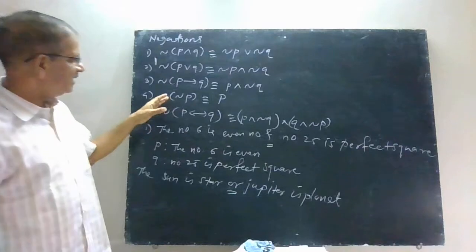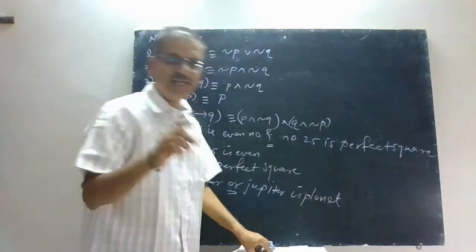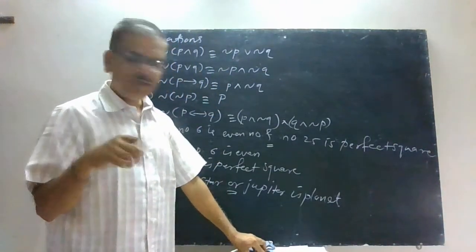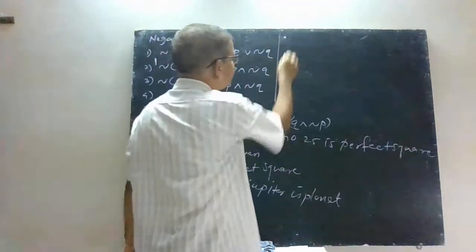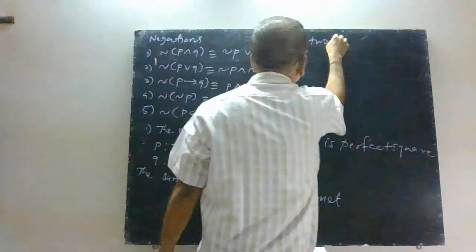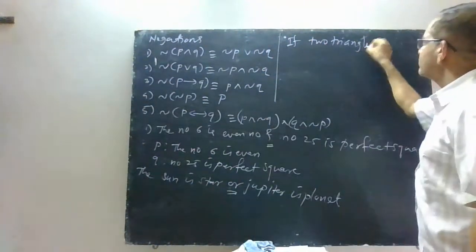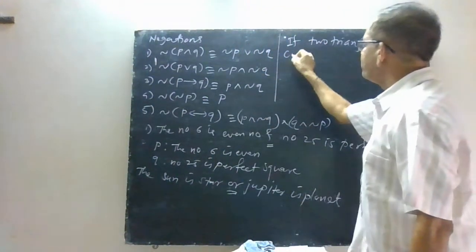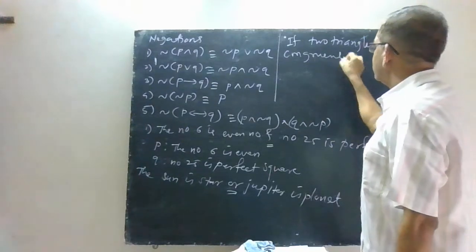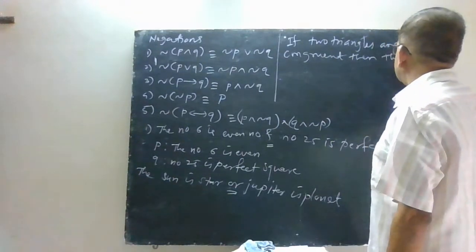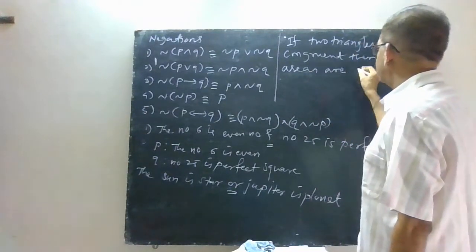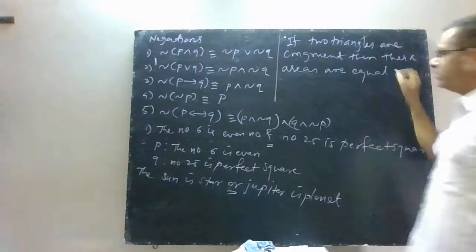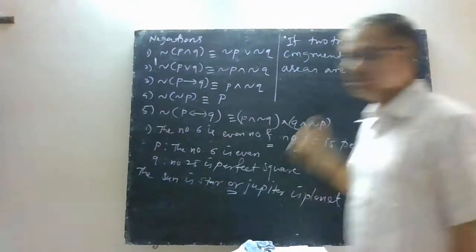Now let us see an example of this type. That means a statement given in the form of if then. If two triangles are congruent, then their areas are equal. So this is a statement of the type P implies Q.